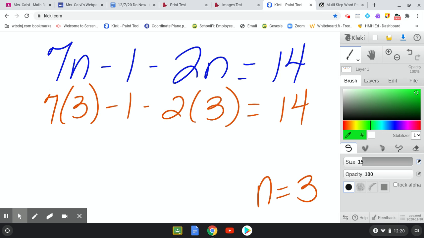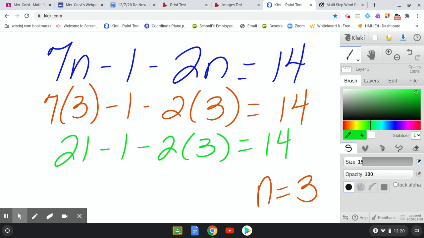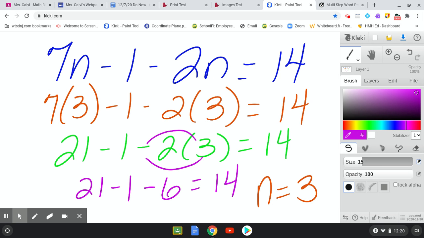Okay, so now 21, order of operations. I'm going to write down the rest of the problem. Follow the order of operations. I'm going to solve multiplication now. So drop down the 21, drop down the minus sign, the 1. Here, a negative times a positive gives me a negative 6. Looking to see if that equals 14.